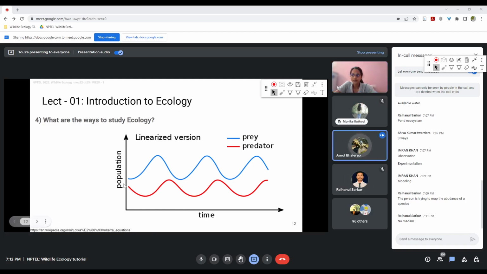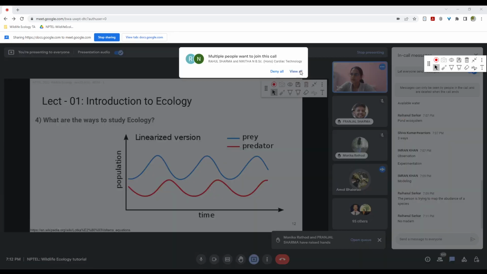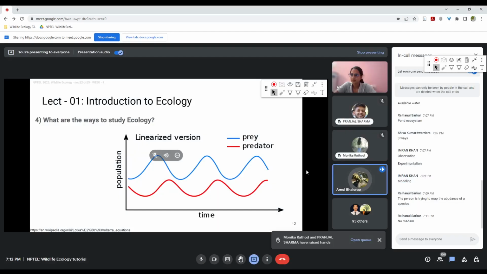The prey and predator population, as the number of... Alright, I think someone was speaking earlier. Maybe Anmol, go ahead. One second, Anmol, you can go ahead. I think you had started. Ma'am, prey and predator populations are interdependent. If the prey population declines, the predator population also declines. Such a kind of relationship is there.